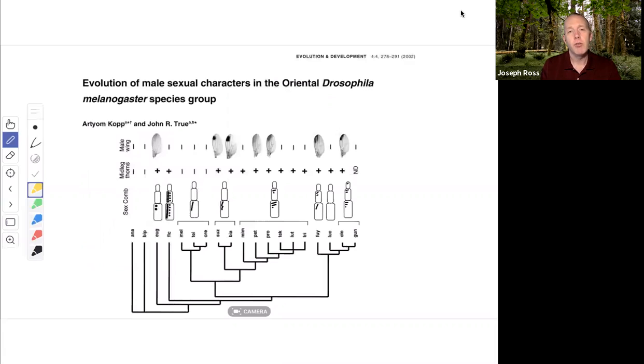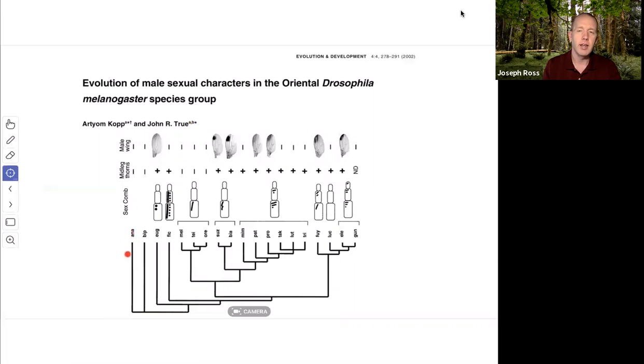So today we're going to focus on the fruit fly genus Drosophila. This is a phylogenetic tree of the Drosophila melanogaster species group, from a paper by Artyom Kopp and John True. What they did here was they looked at the phylogenetic relationships between different groups of Drosophila.